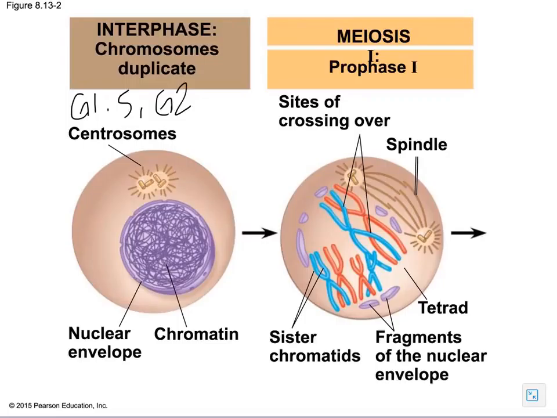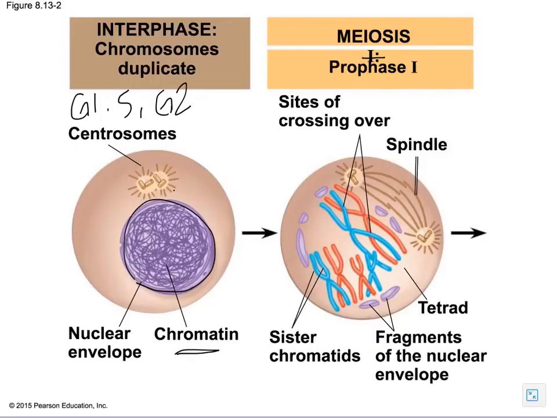For pictures, you'll still see the normal cell, the normal nucleus, which has chromatin on the inside, and then your centrosomes. And then when we're going into meiosis, again, for meiosis 1, we'll start out with prophase 1.